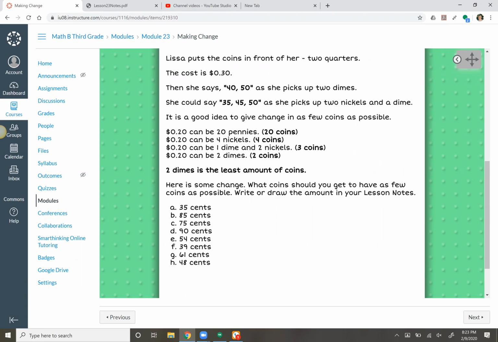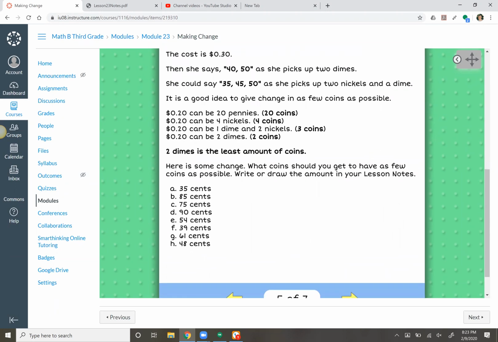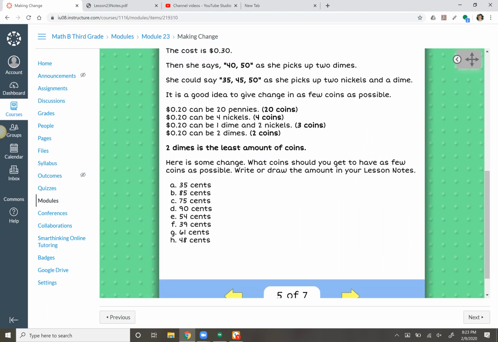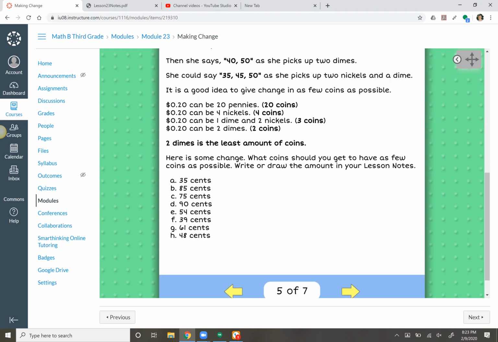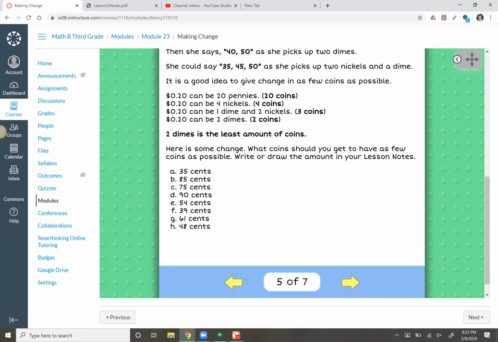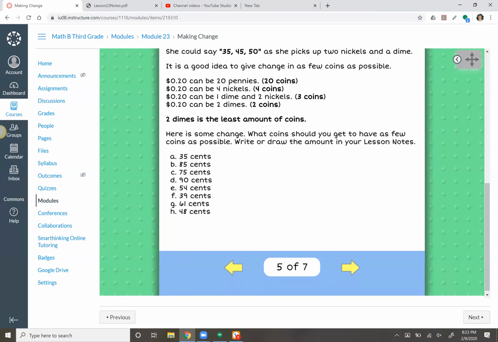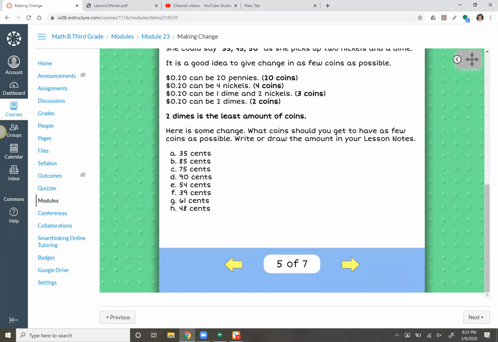It is a good idea to give change in as few coins as possible. 20 cents can be 20 pennies, 20 coins. 20 cents can be 4 nickels, 4 coins. 20 cents can be 1 dime and 2 nickels, 3 coins. 20 cents can be 2 dimes, 2 coins. 2 dimes is the least amount of coins. Here is some change. What coins should you get to have as few coins as possible? Write or draw the amount in your lesson notes.